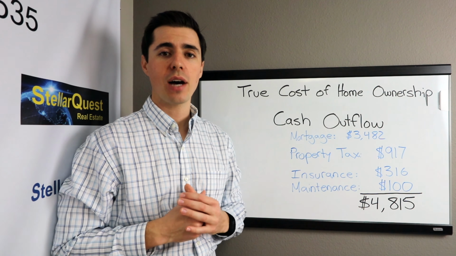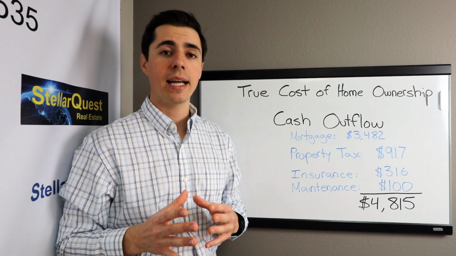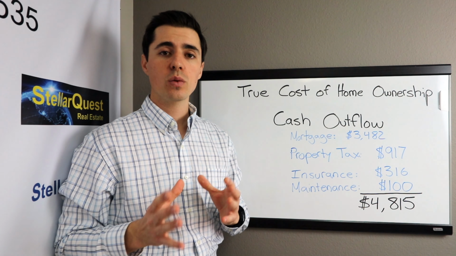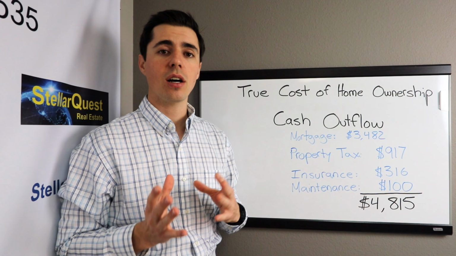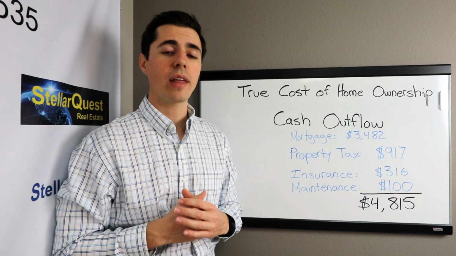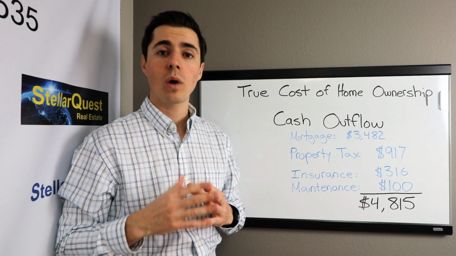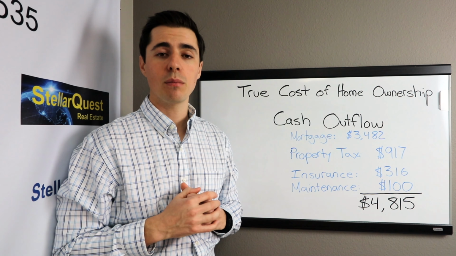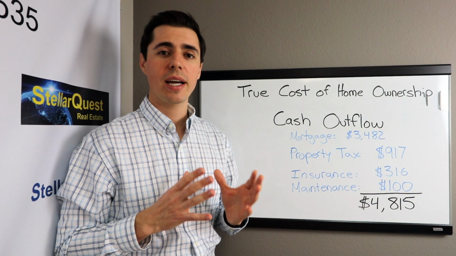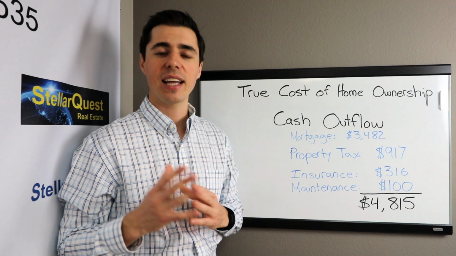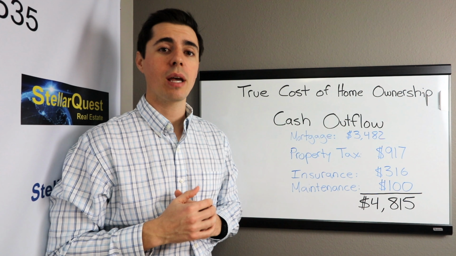And this is essentially the principal, interest, taxes, and insurance, which is commonly referred to as PITI. And then I added one extra line item for maintenance. So first we're going to look at the total monthly mortgage payment, which includes the principal and interest. And on our hypothetical example, that would be $3,482 a month. If you want to run your own numbers on what your monthly mortgage payment would be, you can find a mortgage calculator on our website under the Buyer Services tab. You just put in the purchase price, down payment amount, and interest rate, and it'll let you know how much your monthly mortgage payment would be.